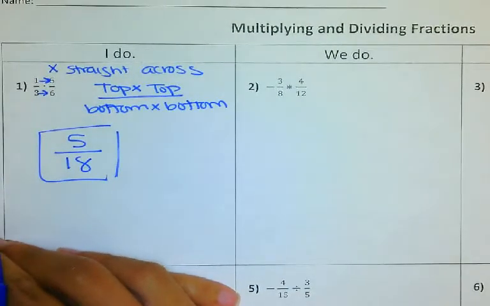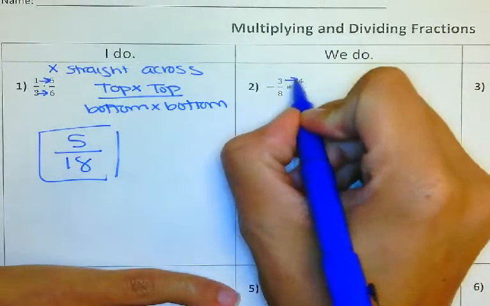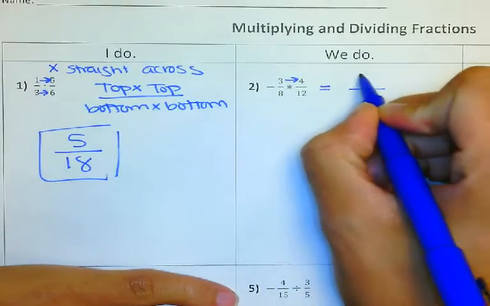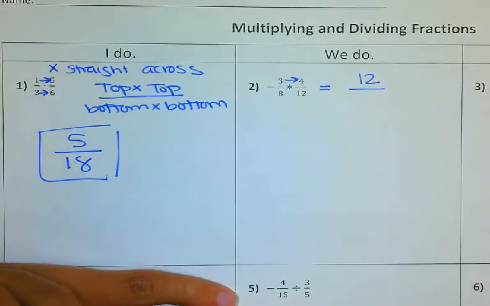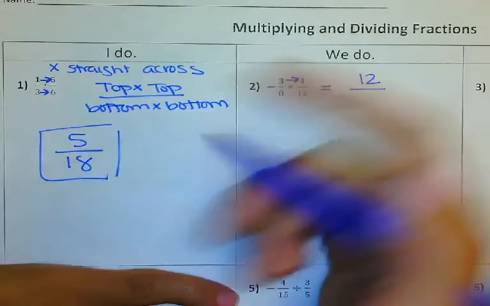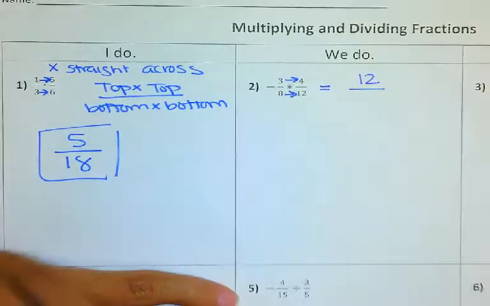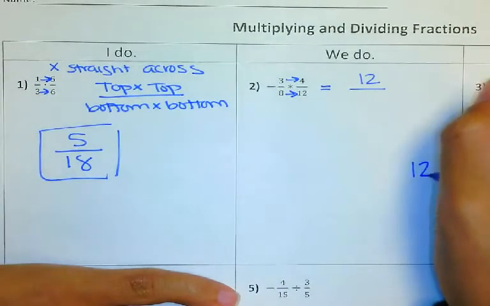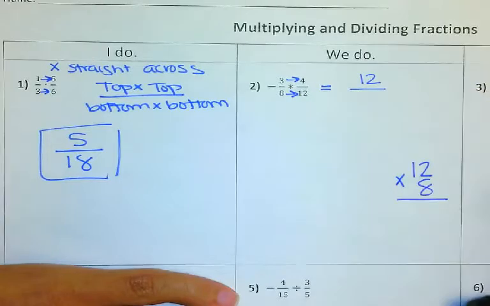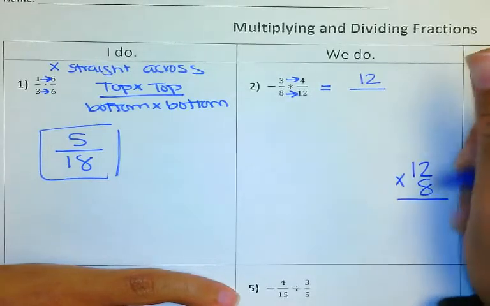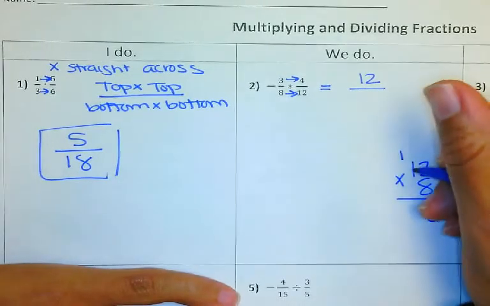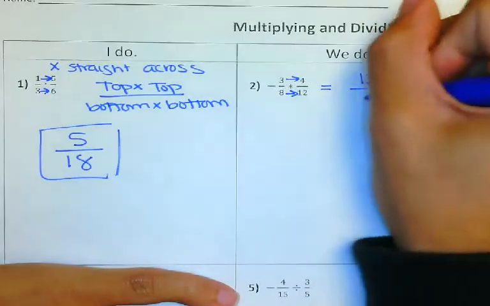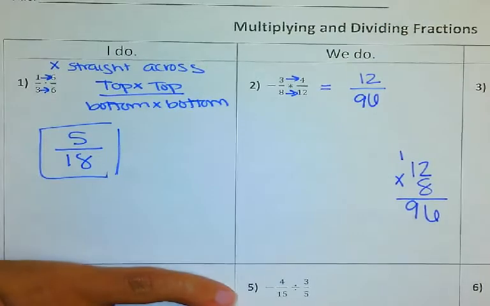Hopefully you just multiplied straight across. So 3 times 4, hopefully you got 12. And 8 times 12. If you didn't, do it right now. If you don't know how to do it, don't just say I don't know how to do it and just find the answer. 8 times 2 is 16. 8 times 1 is 8 plus 1, which is 9. So you get 96.